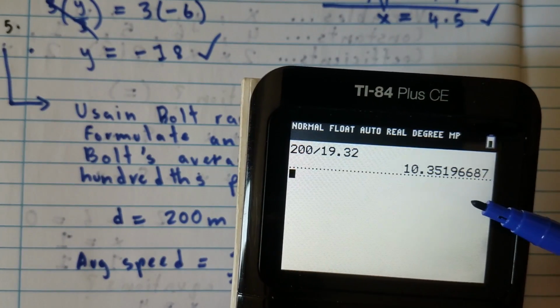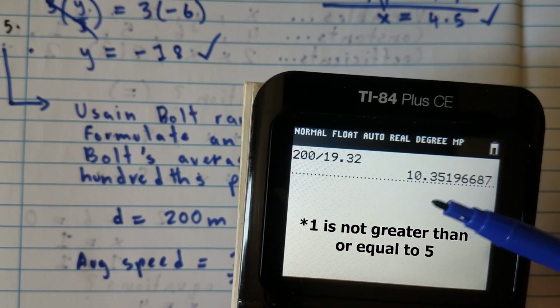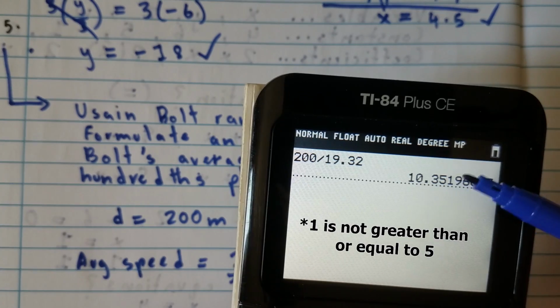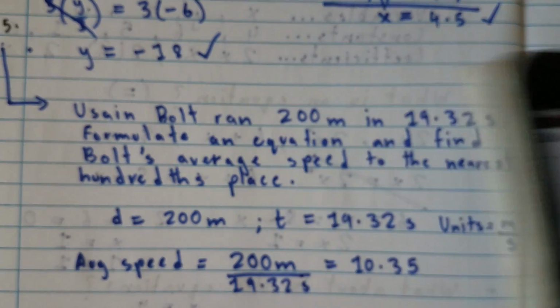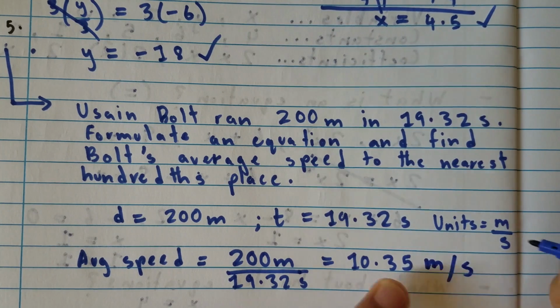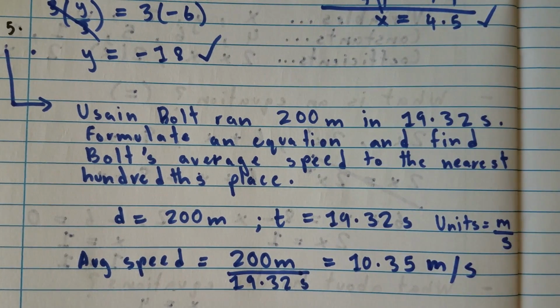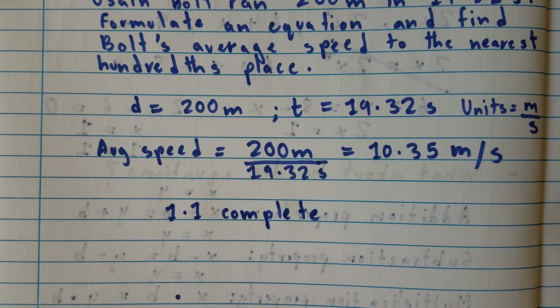It's 10.351. 1 is not close to 5, so we don't round it to the next hundredths place, so it remains at 10.35. And this is the answer, but make sure to include your units. So the answer is 10.35 meters per second. And this is it for this question. Now this is it for 1.1, solving simple equations.